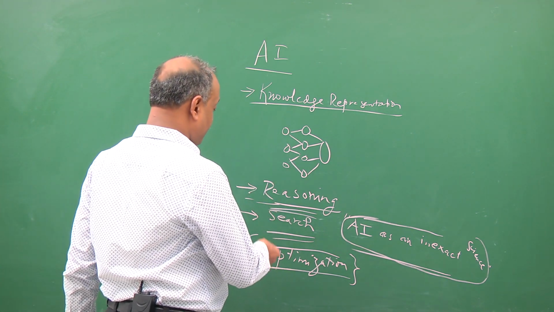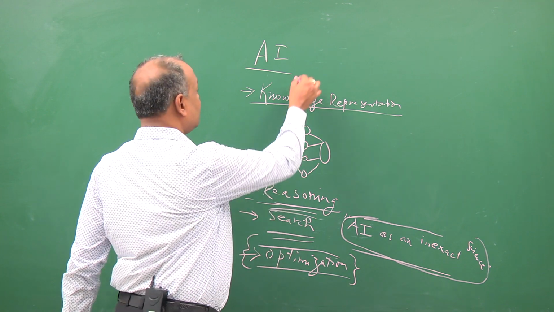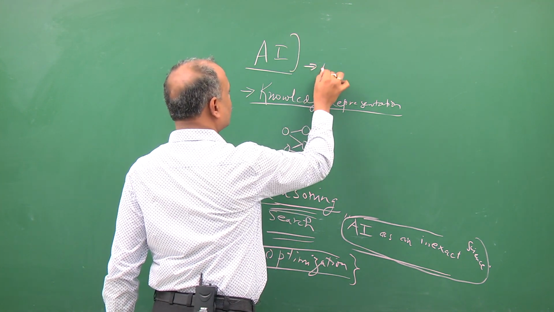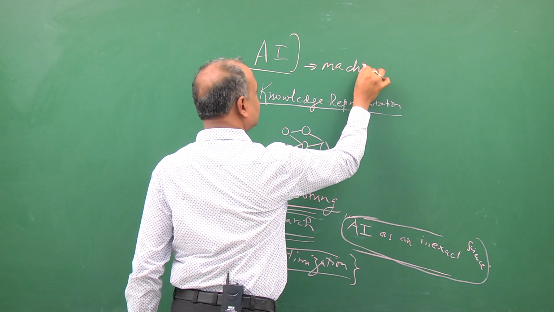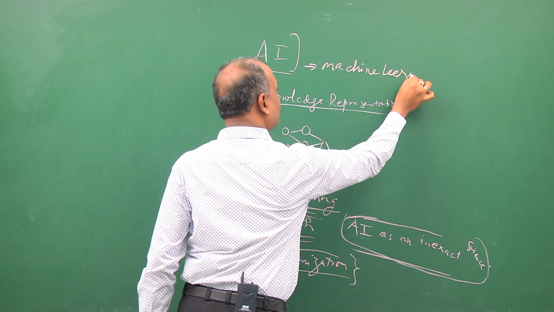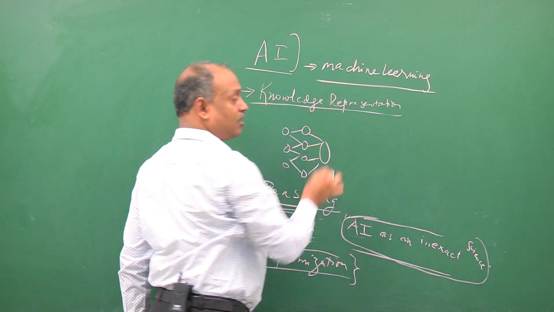The other aspect beyond all of this is what we call a core tenet of intelligence, which embodies multiple concepts, and which is called machine learning.